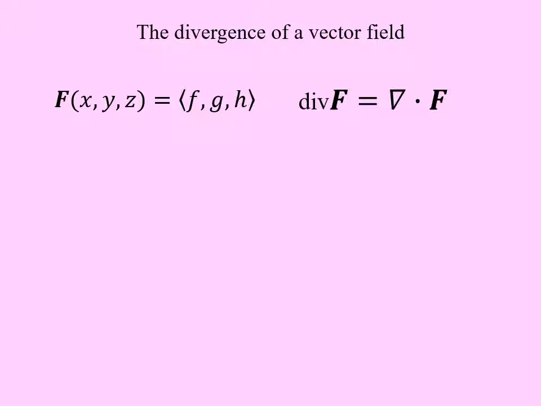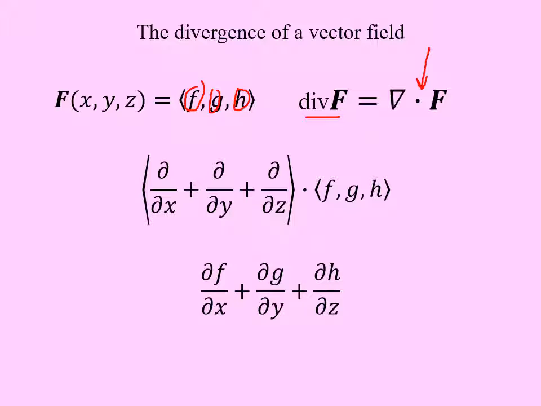So then, if we take a vector field given as f, g, h, the divergence of f, which we write as div capital F, is the dot product of del and f, which we just had on the screen. That's our formula for the divergence of the vector field.